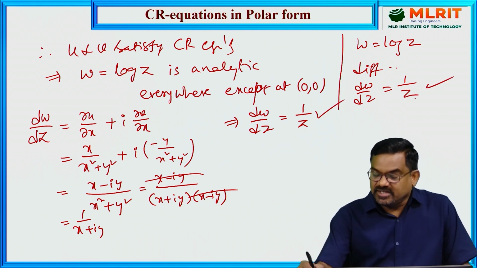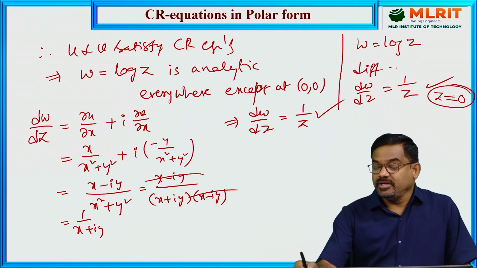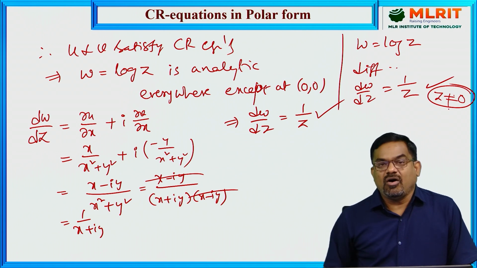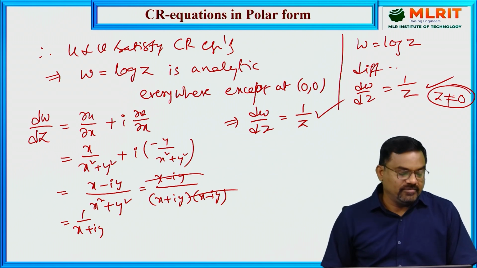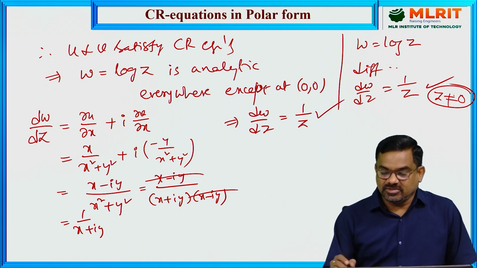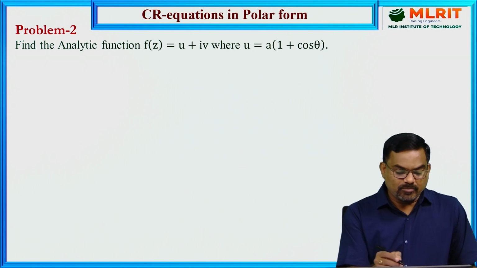And this derivative exists except at z equal to 0. If we substitute z equal to 0, that tends to infinity. So, for all values of z not equal to 0, the derivative exists. So, the function fails to be analytic at z equal to 0. Similarly, let us solve one more problem.